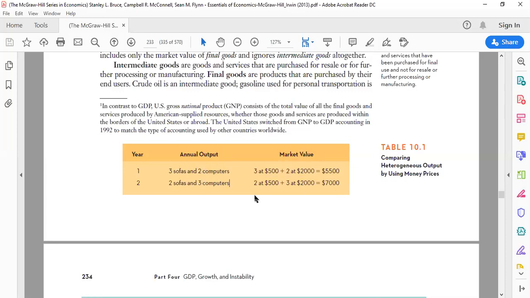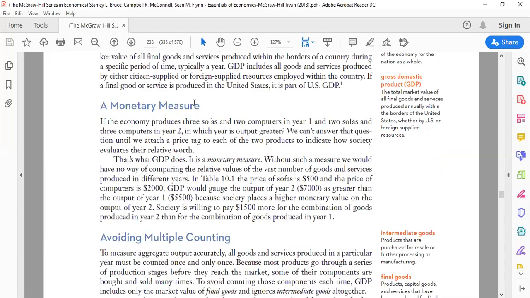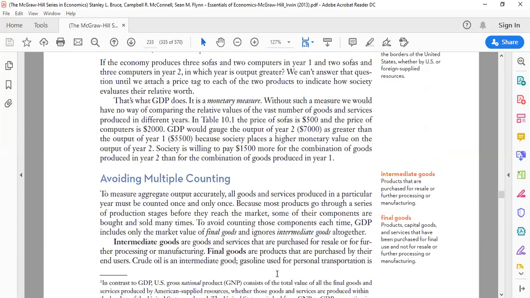Prices may change. Over here you see 3 sofas are of 500, over here 2 sofas are of 500. Prices may change, but since we assign some monetary value in terms of money, that is why we call GDP a monetary measure, because we assign monetary weights to the production.